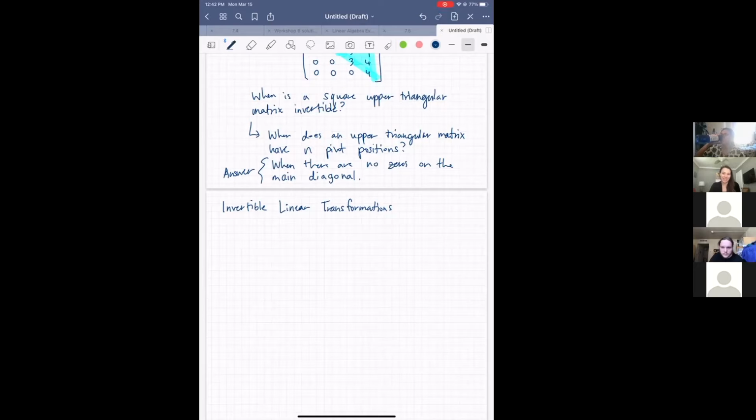Yeah, technically yes, but it's a bit strange to say that the zero matrix is upper triangular. But yeah, it does satisfy the definition, so it's fine.